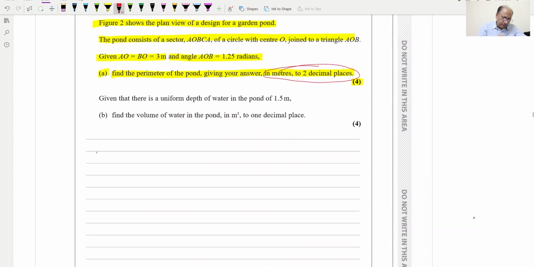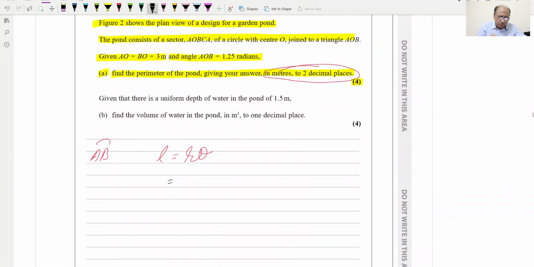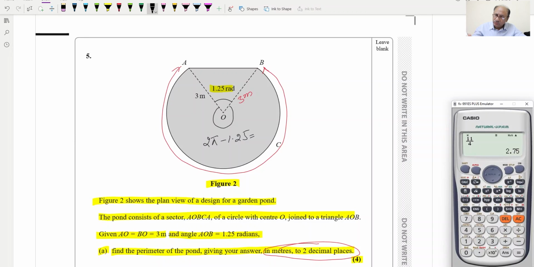So the arc AB formula will be L is equal to r theta. This is the formula which we'll be using, and the radius r is 3 meters. So 3 into 1.25 radians? No, theta is basically 1.25 radians here, but we require theta which is this one, the complete angle, and this theta will be 2 pi minus 1.25, and this will be equal to how much?